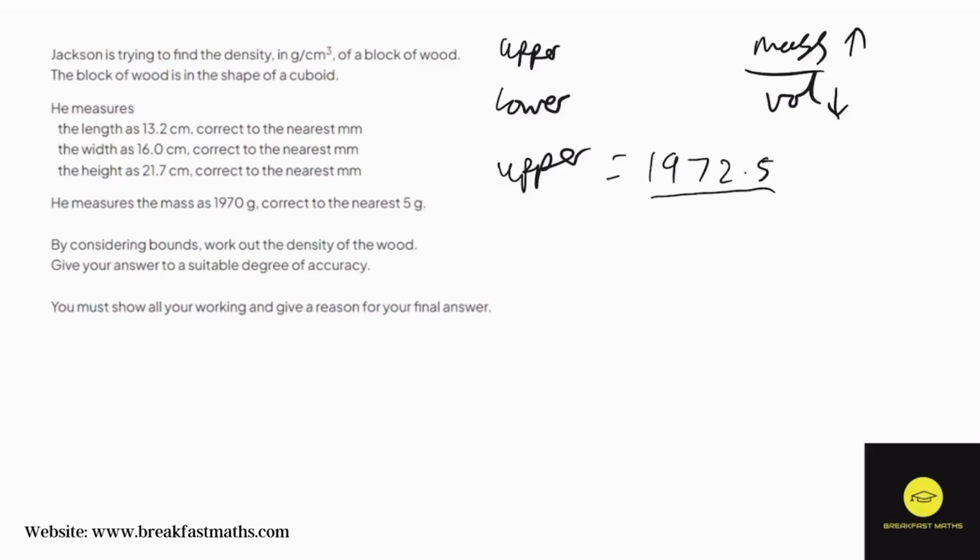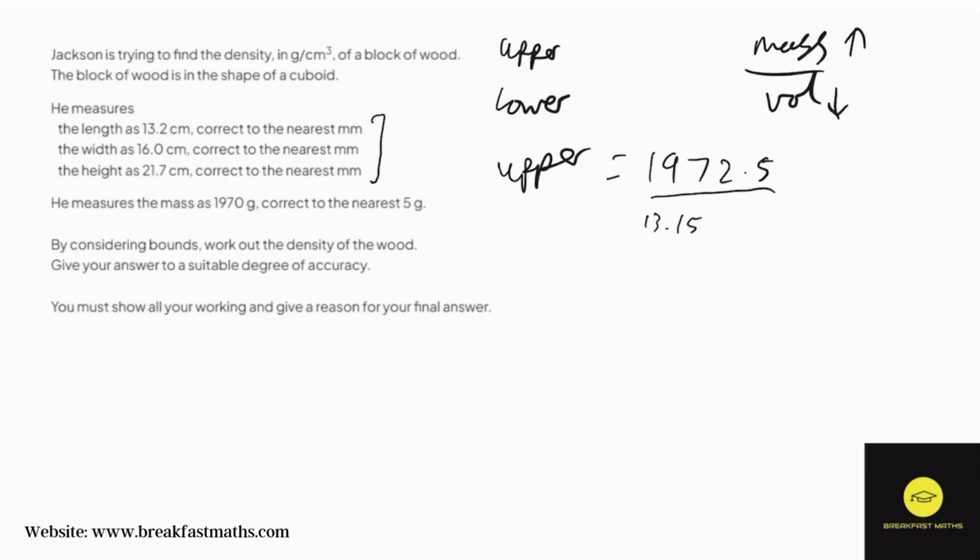So the lower bound for our volume is going to be calculating the lower bound of all of these and timesing them together because we have a cuboid. So we need to take into consideration the 13.2 to the nearest millimetre. So this will go to 13. We wanted the lower bound, so this is going to be 13.15 because this is in centimetres at the moment. 13.2, that's 13 centimetres and 2 millimetres at the end, so we can go half either side of the millimetre.